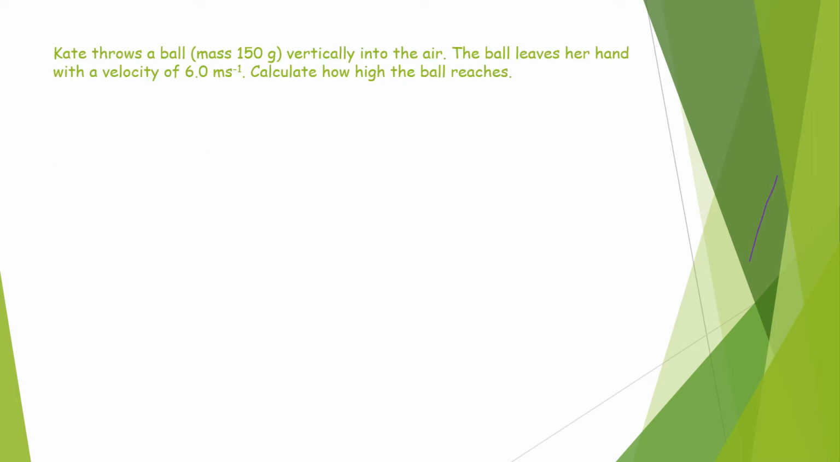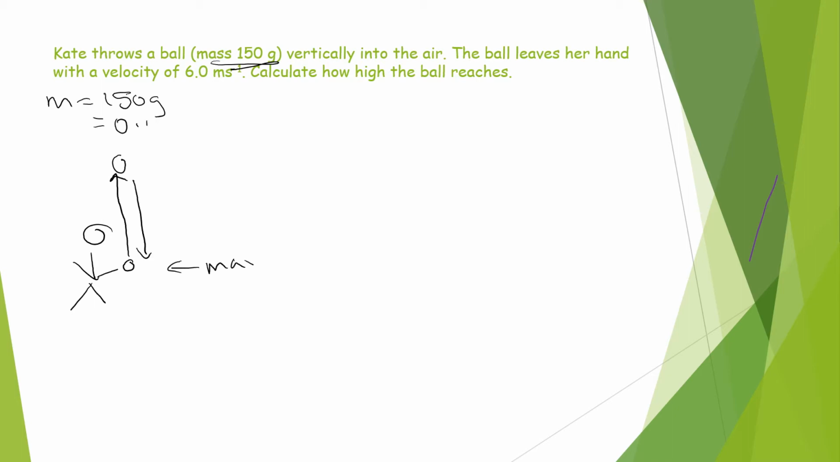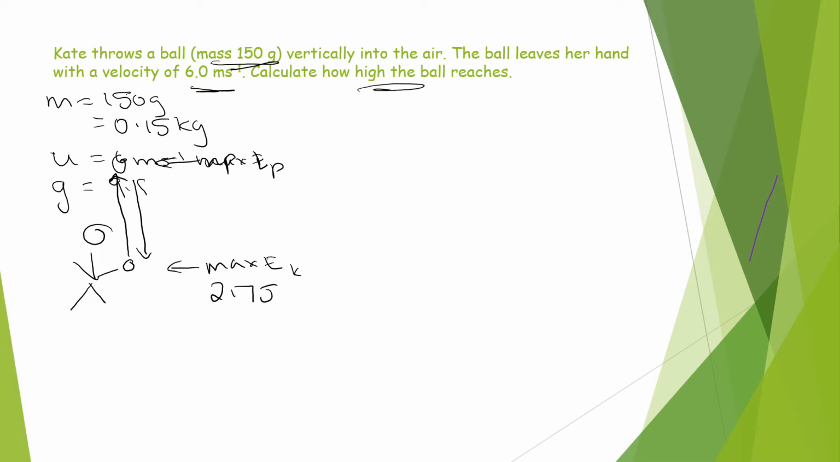Let's look at our first example. Kate throws a ball of mass 150 grams. Immediately you should see there is a problem here: 150 grams needs to be converted into kilograms. It's thrown vertically up into the air. The ball leaves her hand with an initial velocity of 6 meters per second, so that's 6 meters per second up. It says calculate how high the ball reaches. And remember, gravity is 9.8 meters per second squared down.